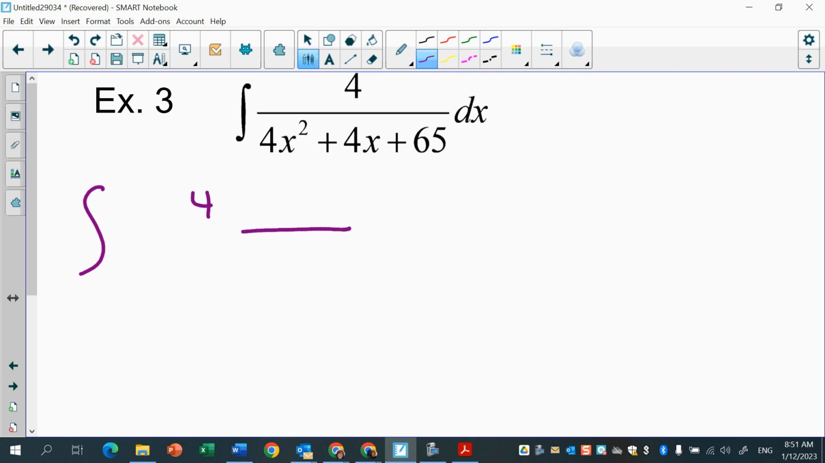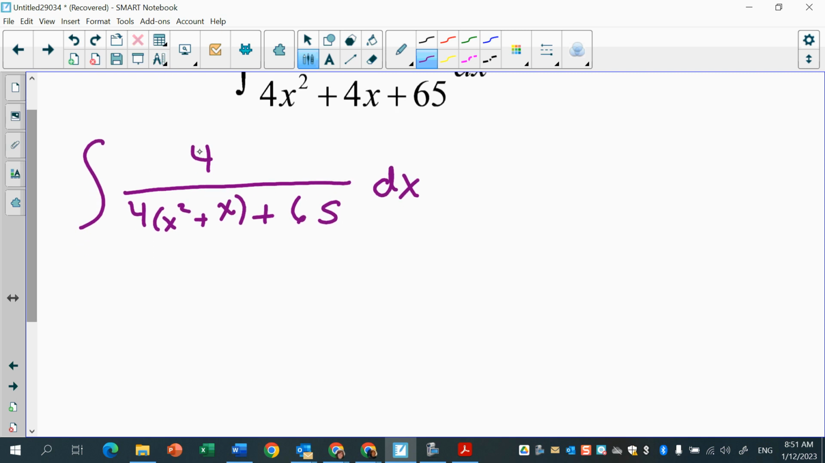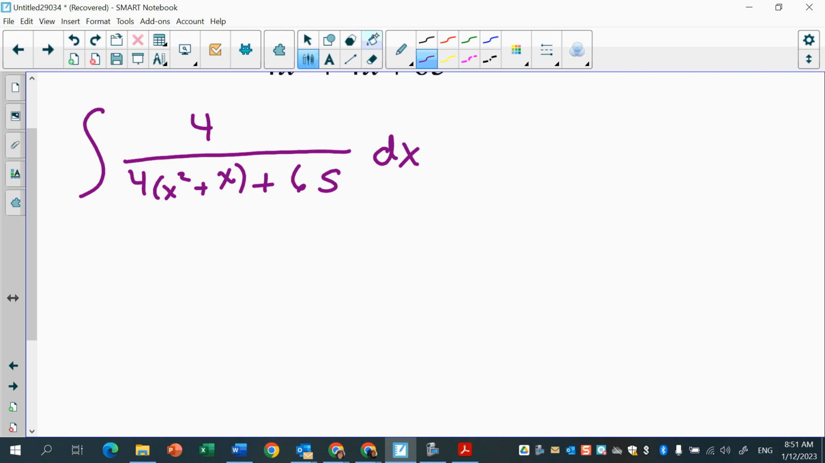I'm going to manipulate the bottom. Here's how I'm going to do it. I'm going to rewrite this as 4 parentheses x squared plus x plus 65. What I've done is factor the 4 out of the first 2 pieces. I didn't factor it out of everything, so I cannot cancel these out. They're not allowed to be canceled out because I didn't factor it out of everything.